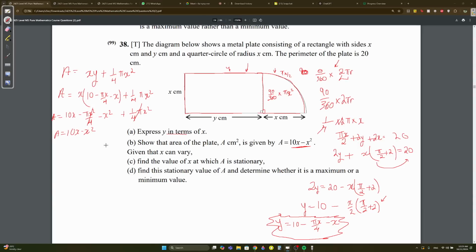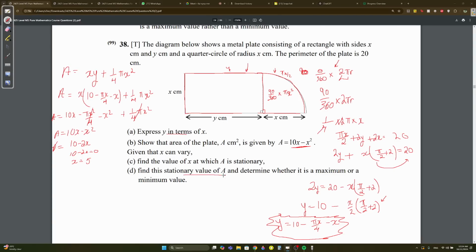Find the value of x at which A is stationary. So we need to what? Derive and equate to 0. The derivative is equal to 10 minus 2x. Equate it to 0. You're going to get 10 minus 2x equals 0. Again, x is equal to 5. Okay, find the value of x at which A is stationary.